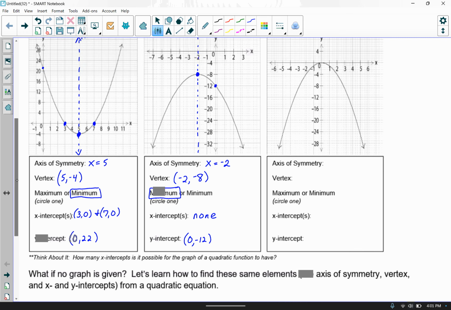If we don't have a graph sitting in front of us, we can still find all of those pieces that we were just talking about. Our x-intercepts, our y-intercepts, the axis of symmetry, the vertex, all of that can be found. The axis of symmetry, the equation for that is x equals opposite b over 2a.